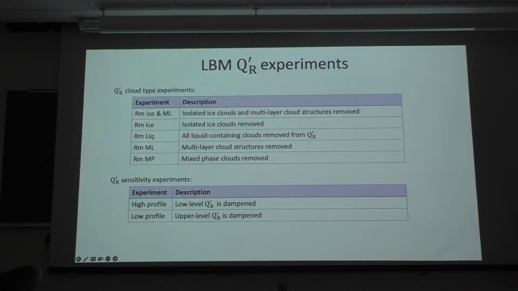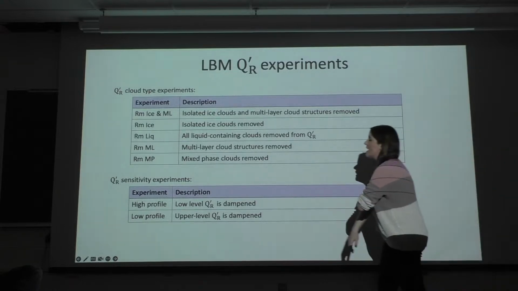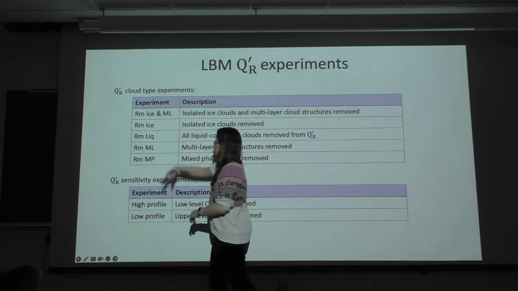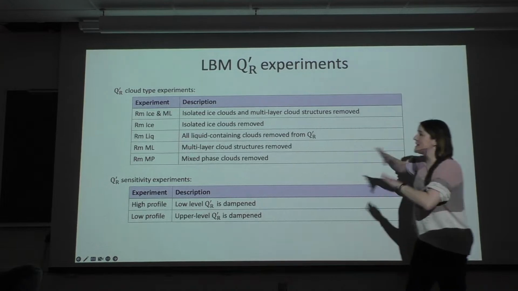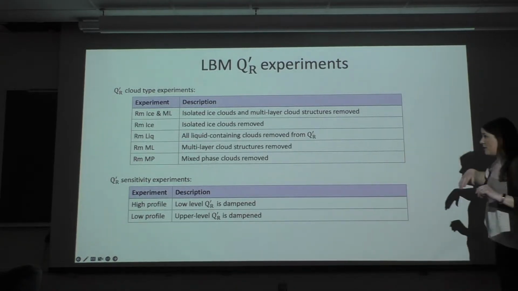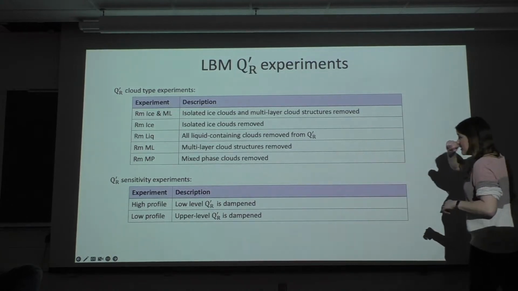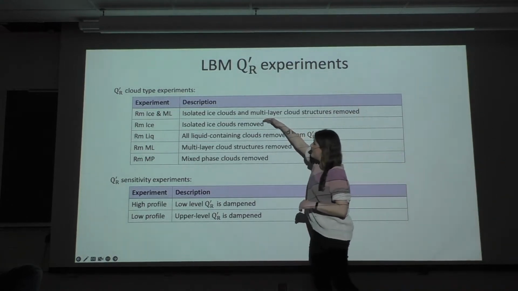Okay, so we decided to take this further. We know now that the radiative heating is important. We also know that models struggle with clouds, so let's figure out what clouds are important. So what we did is we did various QR experiments. Dave showed you what the radiative heating looked like for these earlier. I'm not going to show you all of them. We removed the ice clouds and multi-layered cloud structures together and individually.